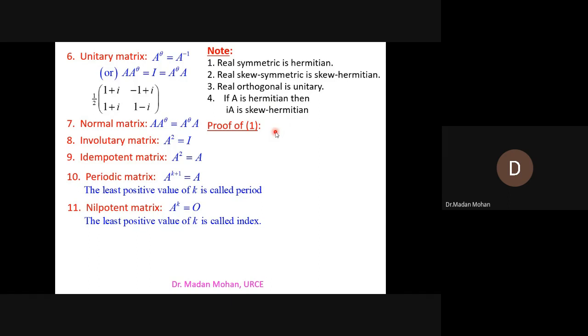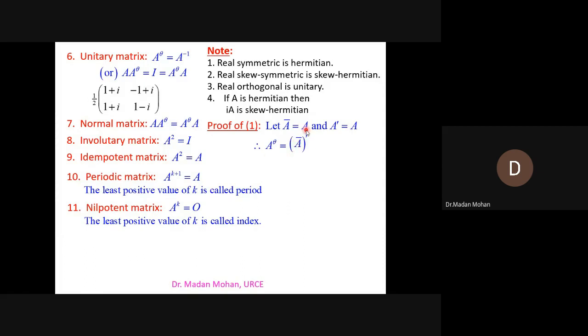When do you say a matrix is symmetric? A transpose equals A. Very good. Real symmetric means I simply have two equations: A bar equals A, and A transpose equals A. Real and symmetric. Now what do I have to show? From these two equations I should show A^θ equals A, which means Hermitian. Therefore I am calculating A^θ. From the definition, A^θ is nothing but the conjugate transpose.